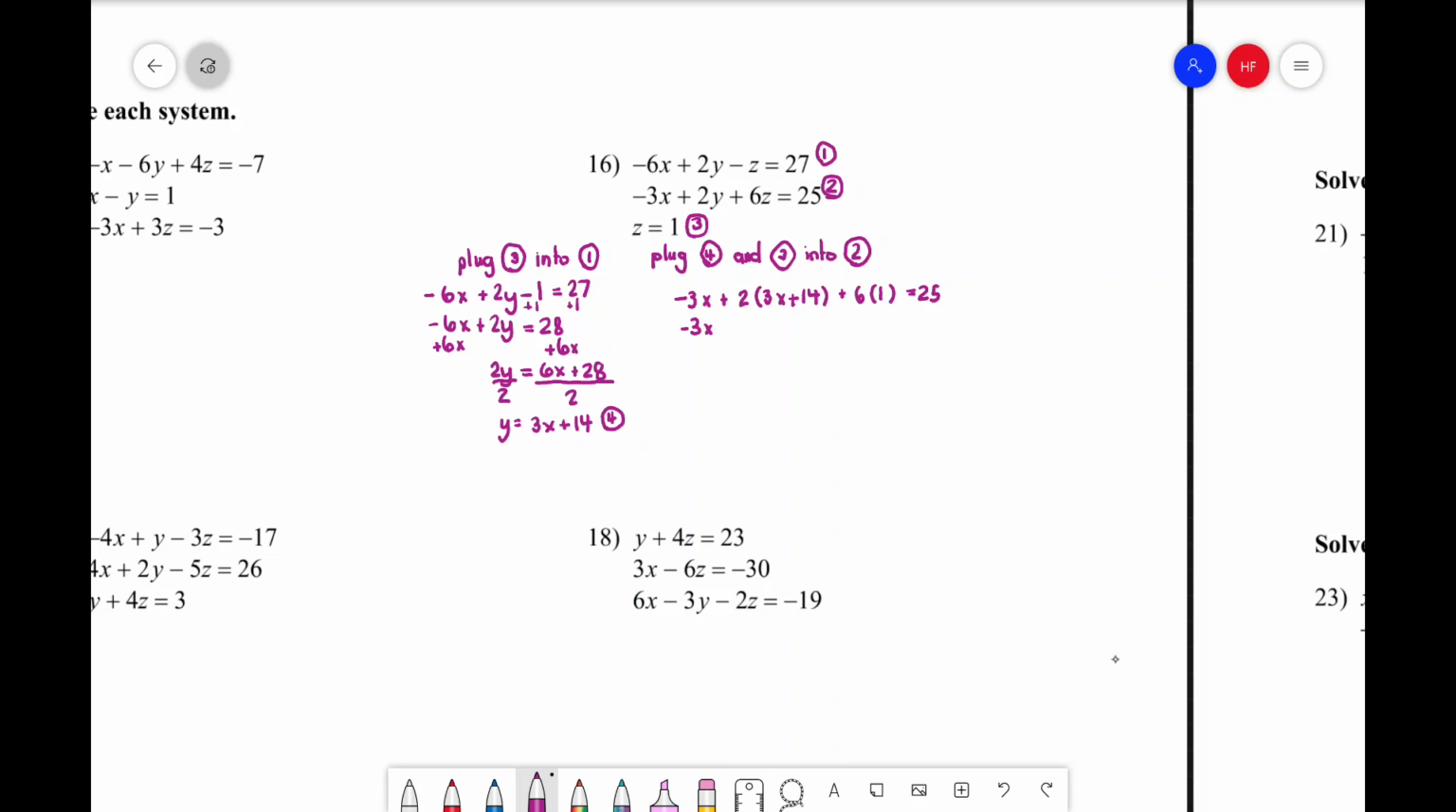Negative 3x, distribute that 2, plus 6x plus 28 plus 6 equals 25. Combine any like terms. We have negative 3x plus 6x, which is 3x, plus 28 plus 6, which is 34, equals 25. We'll subtract 34 from 25. We get 3x equals negative 9. Divide by 3, and x equals negative 3.